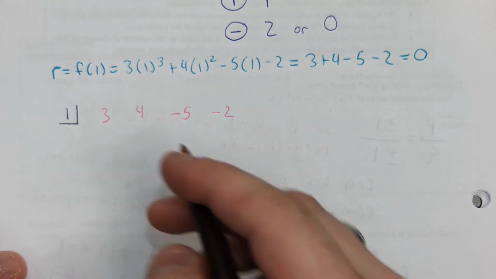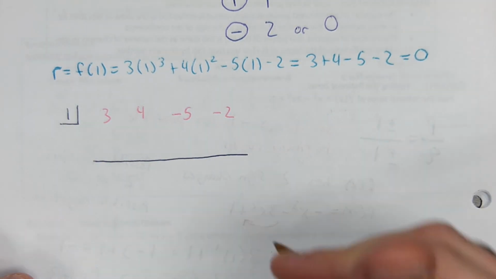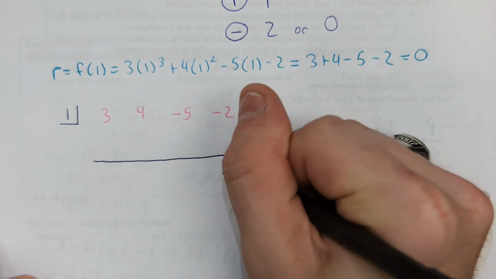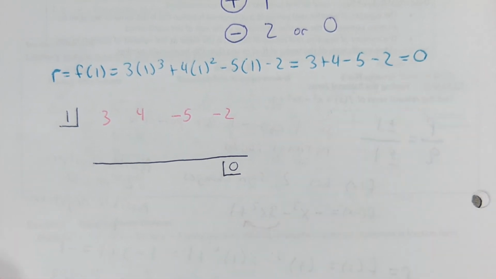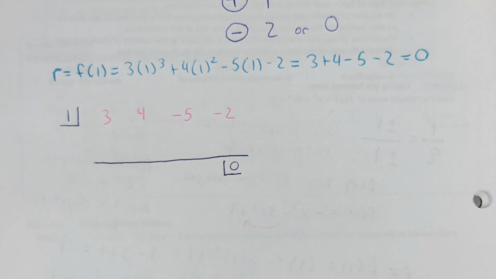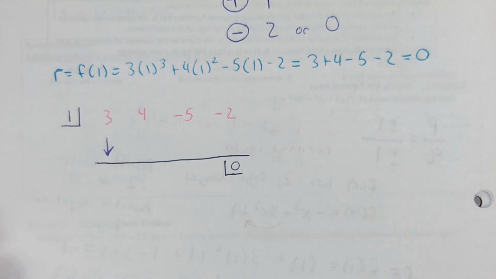And we are trying to use synthetic division. Guess what? I already know what the remainder is going to be. It's going to be 0 because the remainder theorem said so. You start your synthetic division by dropping down that first number. We have a 3.